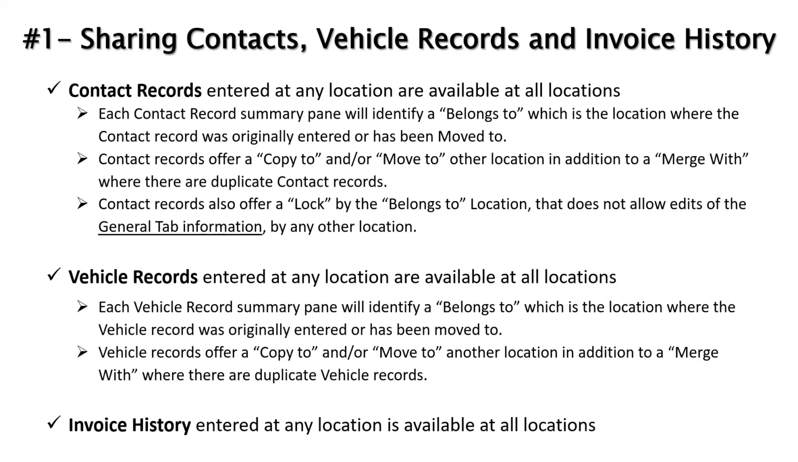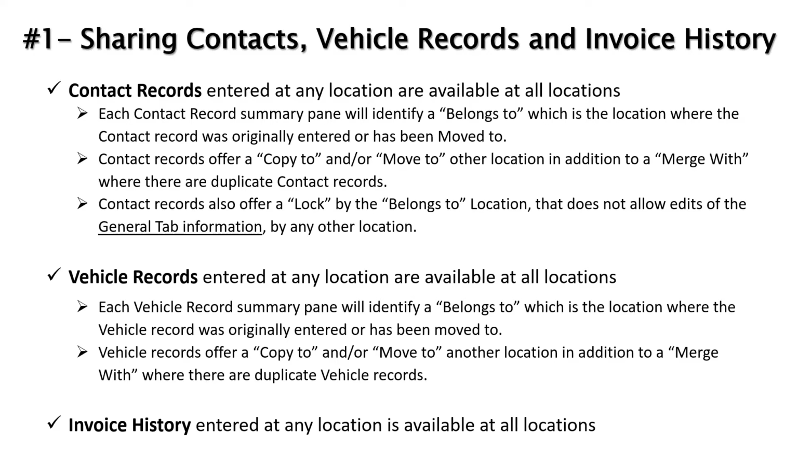Contact records offer a copy to and or move to other location, in addition to a merge with, where there are duplicate contact records. Contact records also offer a lock by the belongs to location that does not allow edits of the general tab information by any other location.